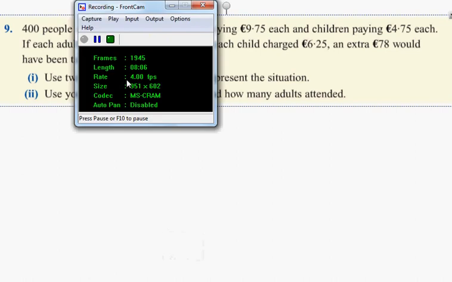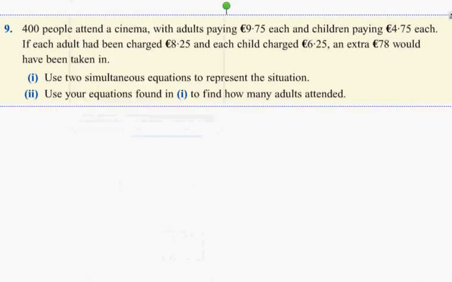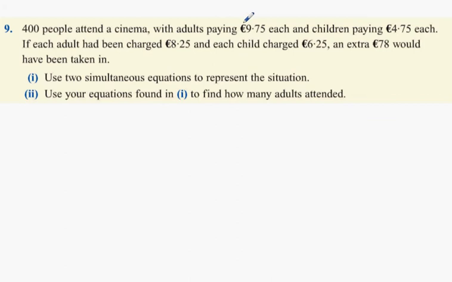Question 9. 400 people attend a cinema. Adults pay $9.75. Children pay $4.75 each. If each adult had been charged this much and each child charged this much, an extra 78 would have been taken in. Write 2 simultaneous equations to represent this situation.